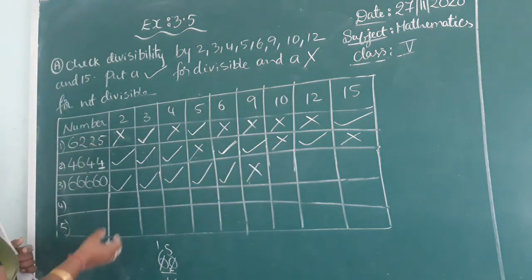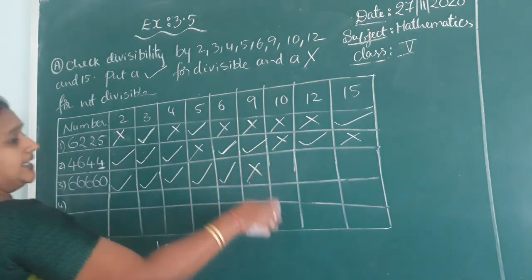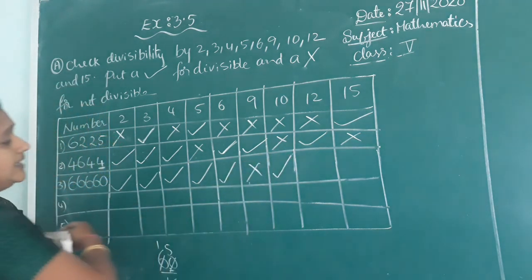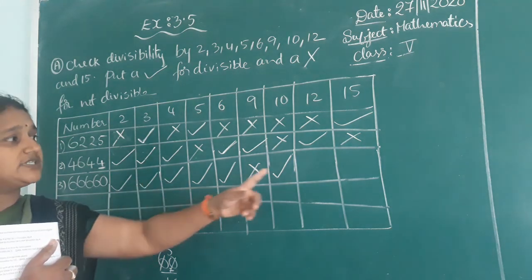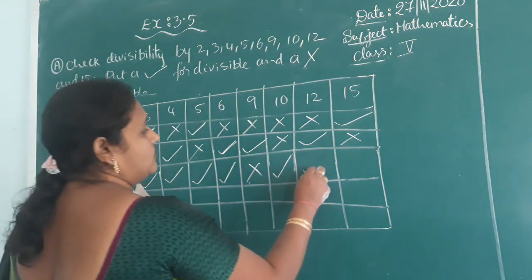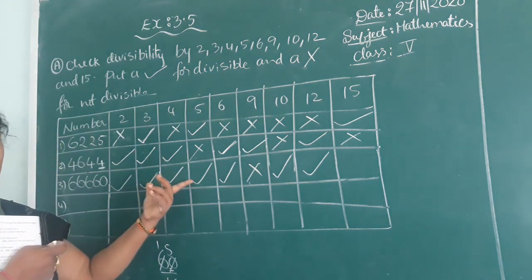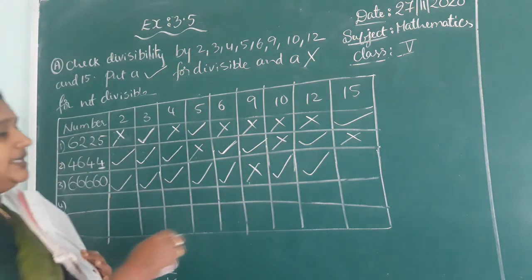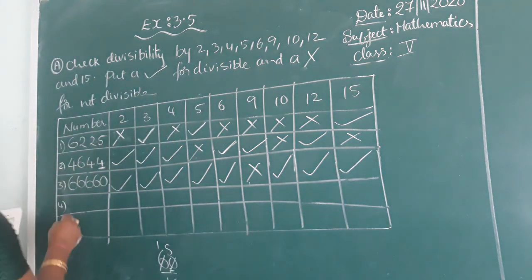Next, 10. If a number is divisible by both 2 and 5, then it is divisible by 10. Yes. Next, 12. What is the divisibility rule for 12? If a number is divisible by 3 and 4, then it is divisible by 12. 3 and 4 both have tick marks, na? So it is divisible by 12 also. Next, 15. If a number is divisible by both 3 and 5, then it is divisible by 15. Yes, it is divisible by 15.